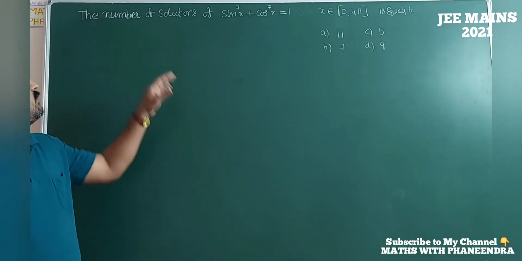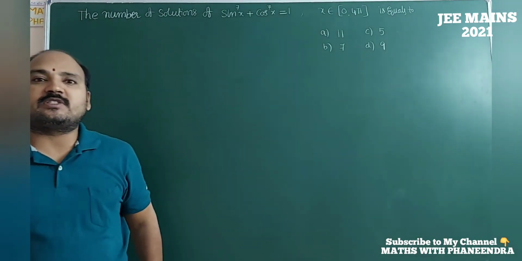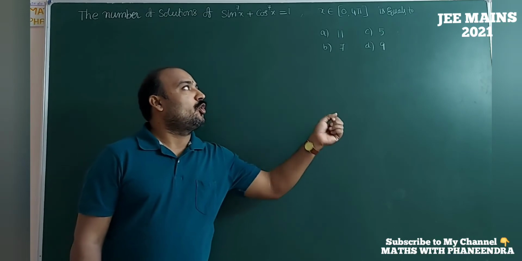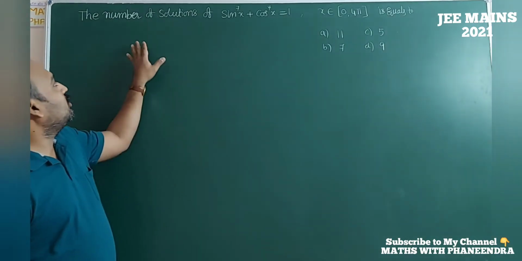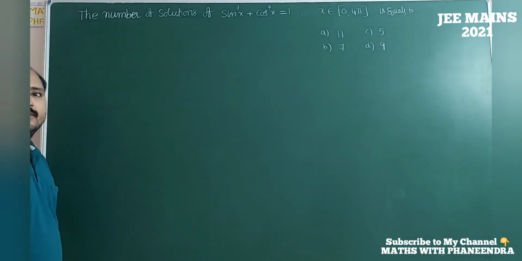The next question: the number of solutions of sin power 7x plus cos power 7x equal to 1, where x belongs to the closed interval 0 to 4 pi, is equal to? How many solutions are there for this equation?